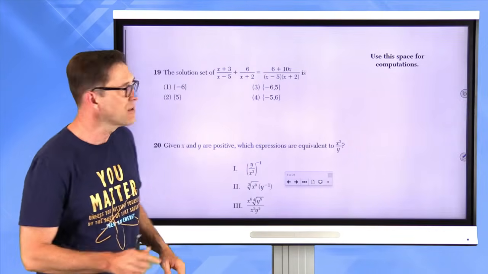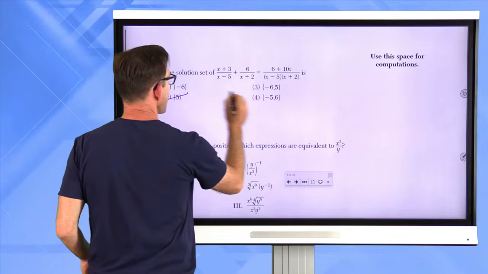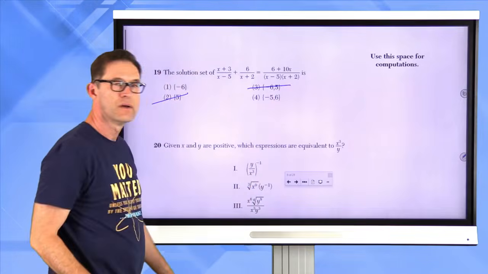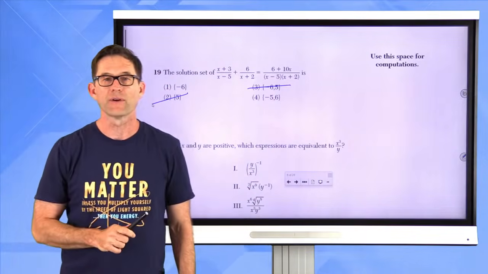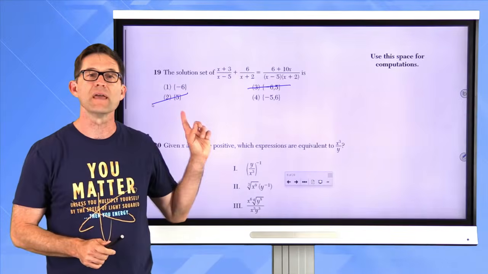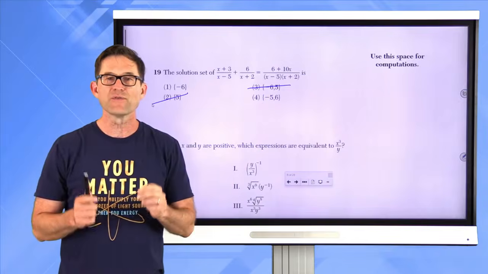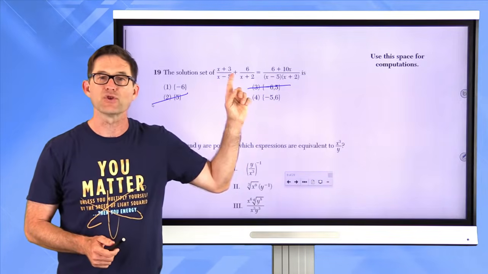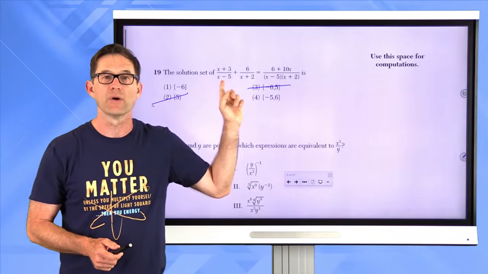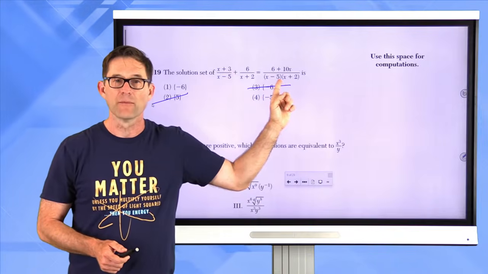For instance, I can look and immediately I know this one's out and this one's out. Why do I know those two are out? I know that those two are out because they both include the choice x equals 5. But x equals 5 cannot be a solution to this equation because it would make this denominator 0 and that denominator 0.